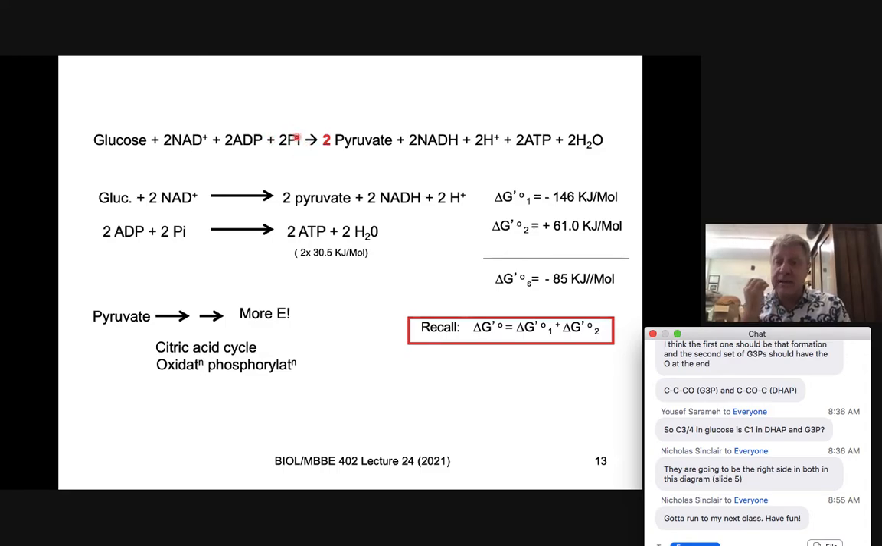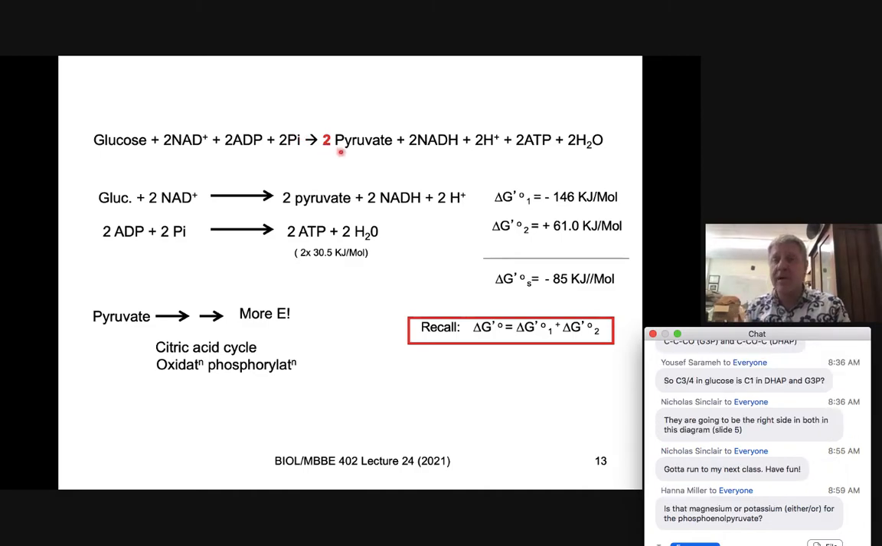That is going to ultimately give us 2 moieties of pyruvate, 2 moieties of NADH, 2 protons, 2 ATPs, 2 water molecules. So let's have a look at the half reactions. Again, the half reactions: glucose and 2 moieties of NAD plus will give us 2 pyruvates, 2 NADH, and 2 protons. And remember, we haven't taken into consideration the amount of energy these are going to produce. We've taken into consideration that these will produce energy, but we're going to process these a little better.